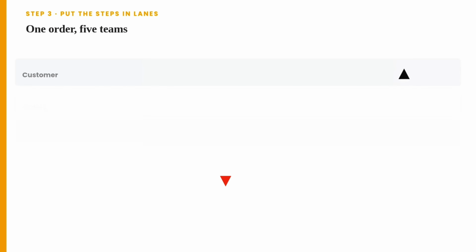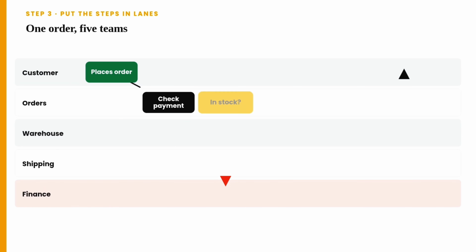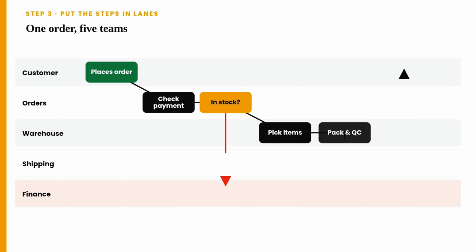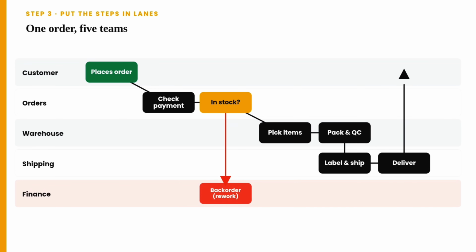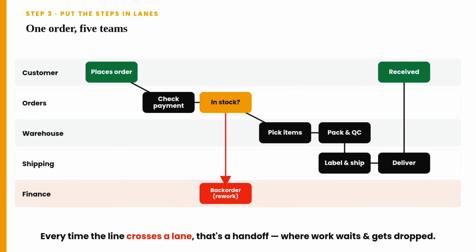So we draw lanes. Imagine a swimming pool. Each lane belongs to one team. One for the customer, one for your orders team, one for your warehouse, one for your shipping, and one for finance. Now put each step into the lane of whoever actually does it. And watch what happens. Every time an arrow crosses from one lane into another, that's a handoff. That's a moment of risk. If work is bouncing up or down between 4 lanes, you just found why things are slow.